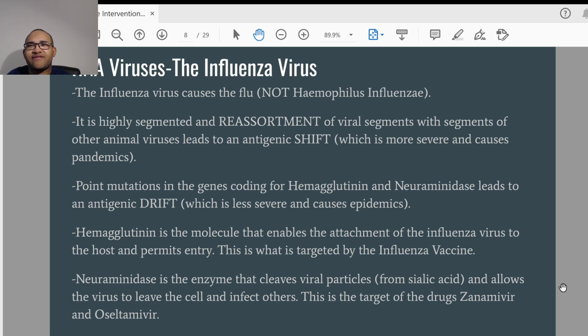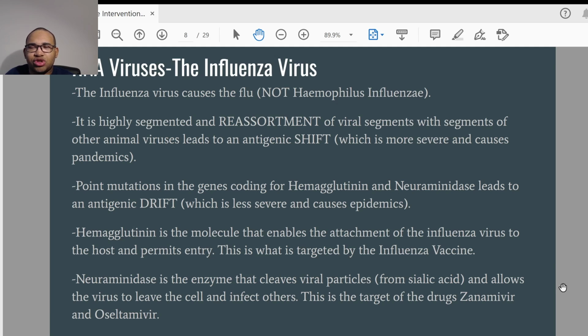And the thing is, it's a very segmented virus. And it does a genetic reassortment where essentially, let's say one influenza virus infects an animal. And then some other influenza viruses infect the same animal. And then they just mix and match the different segments of their genomes. That's the thing that causes an antigenic shift. An antigenic shift is super severe, causes severe pandemics. So a pandemic, think of panic. That's usually pretty bad.